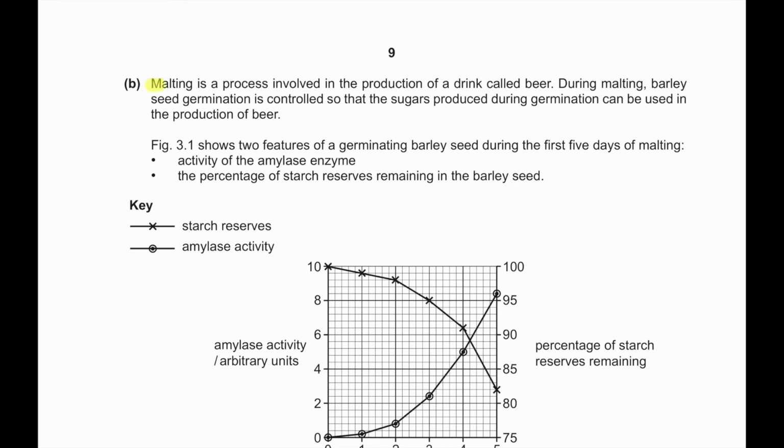Part B. Malting is a process involved in the production of a drink called beer. During malting, barley seed germination is controlled so that the sugars produced during germination can be used in the production of beer. Figure 3.1 shows two features of a germinating barley seed during the first 5 days of malting: the activity of amylase enzyme, and the percentage of starch reserves remaining in the barley seed.